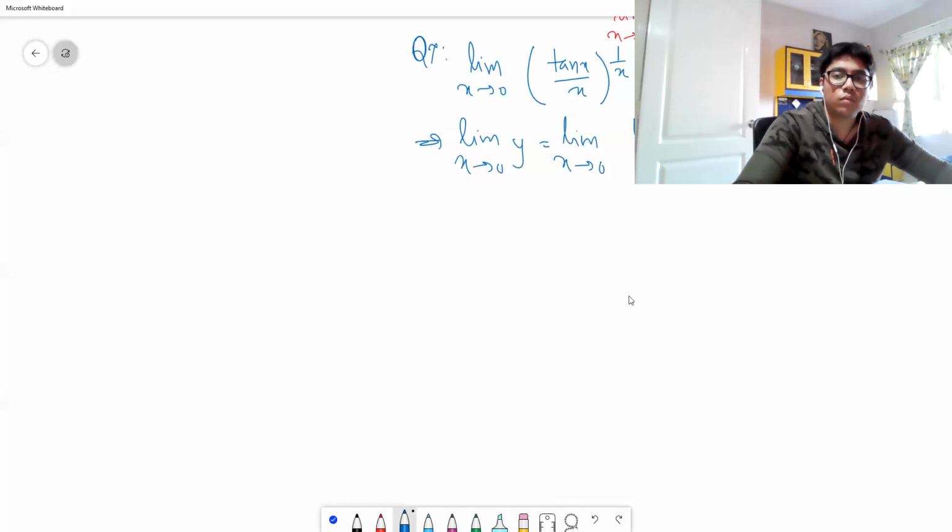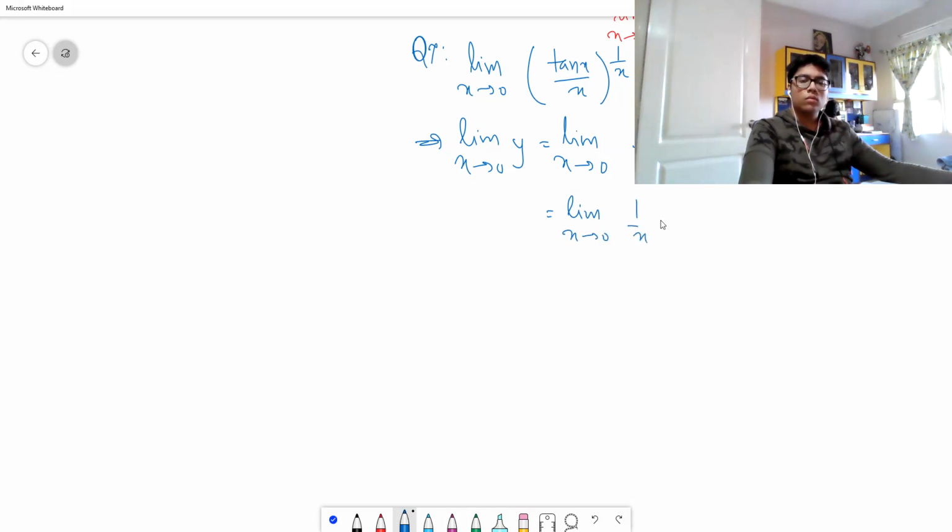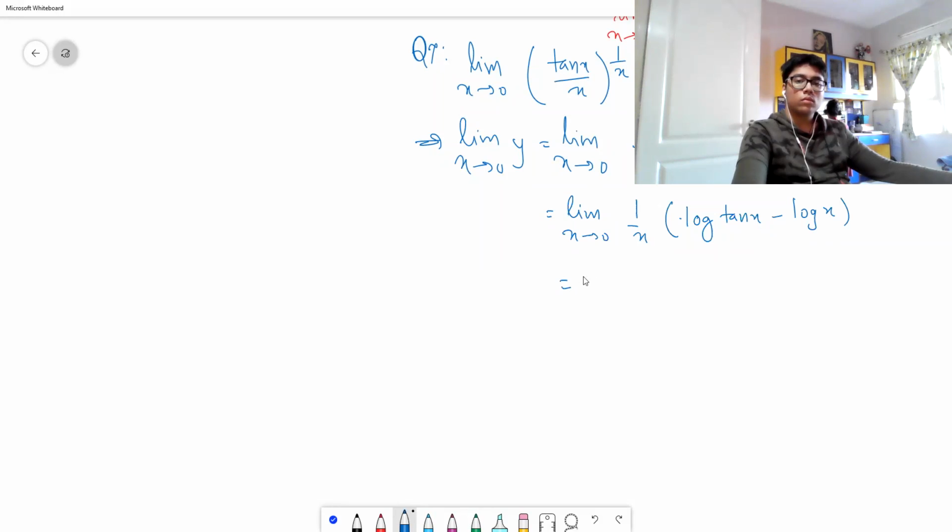Limit log y is equal to limit x tends to 0 1 upon x log tan x upon x, which is tan, so again subtraction. So limit x tends to 0 1 upon x times log tan x minus log x.